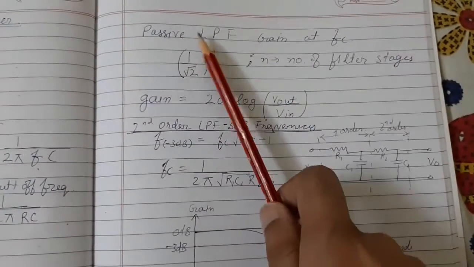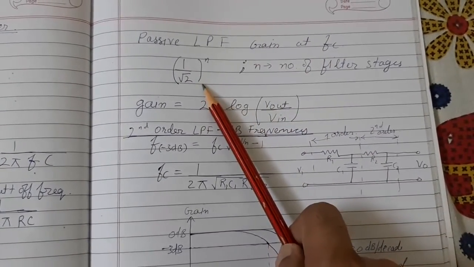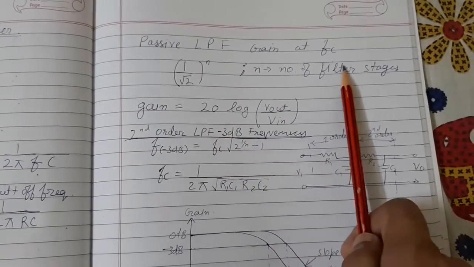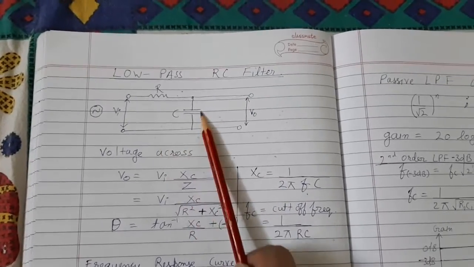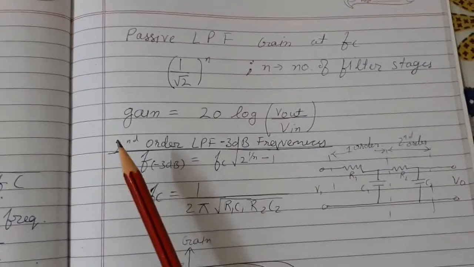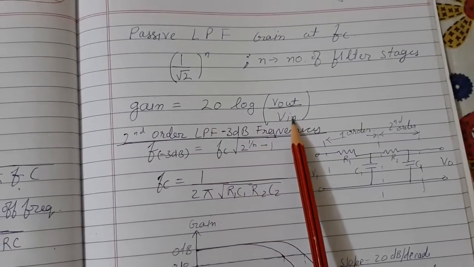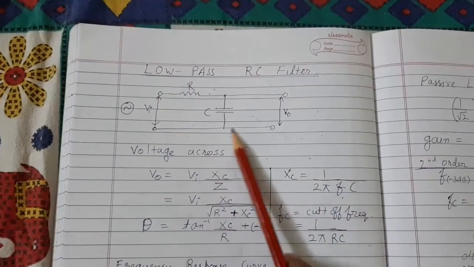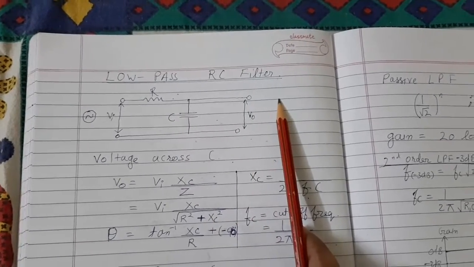For a passive low pass filter, the gain at cutoff frequency is equal to 1 upon root 2 to the power n, where n is the number of filter stages. We can cascade multiple stages of this RC filter, and the gain we can calculate is 20 log V out divided by V in. If we cascade this RC configuration multiple times, that becomes our network.